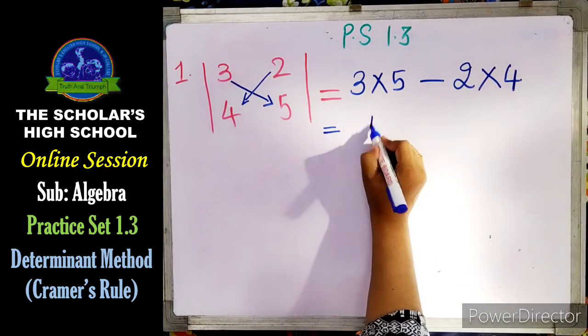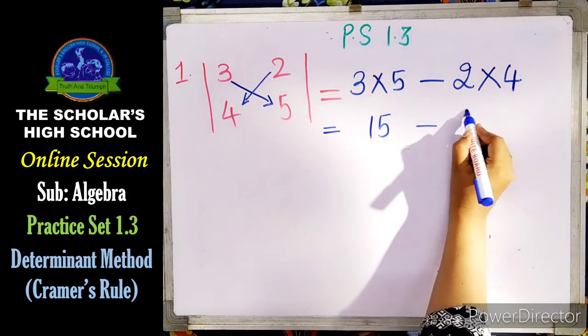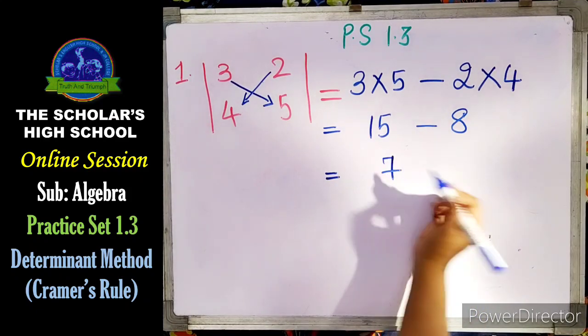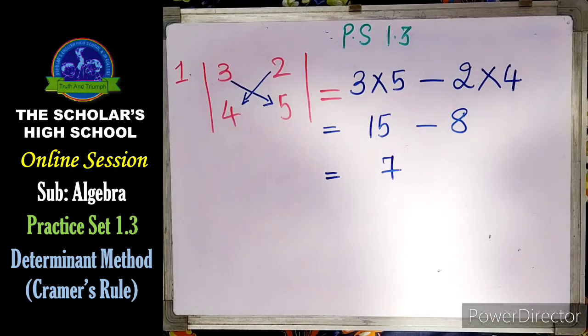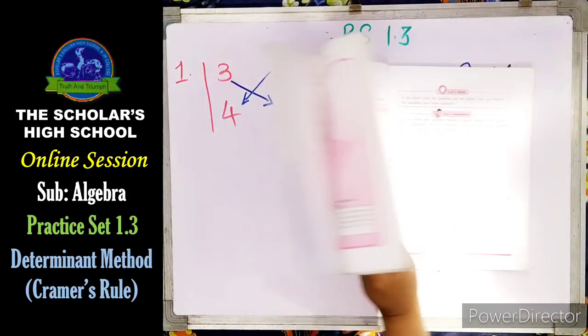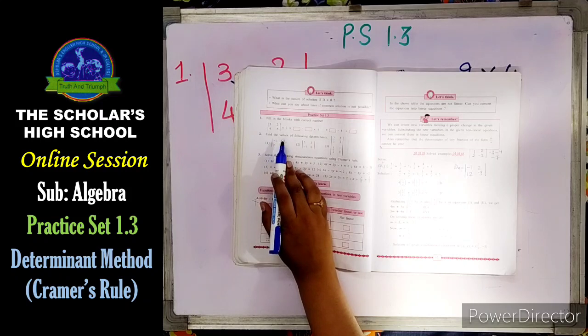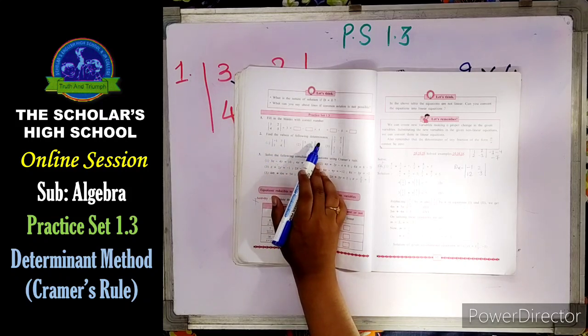So what are 3 5s? What are 2 4s? What will you get? 7. So the value of the given determinant is 7. You just have to fill the boxes. 3 multiplied by 5 minus 2 multiplied by 4. 8 is already written over there, 15 in the next box, and in the last box 15 minus 8 is 7.